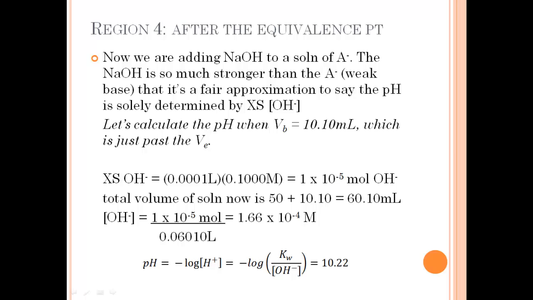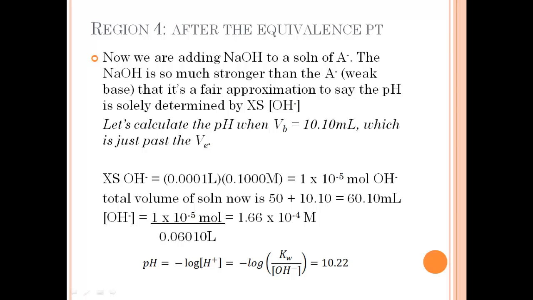So we have done all 4 regions of a weak acid with a strong base titration. Region number 1, it's just a weak acid problem, and we've done these many times. Region number 2, the minute that you start adding base to that weak acid, that's a buffer. So you use the HH equation. Region number 3 is the equivalence point, and that is simply a weak base problem.